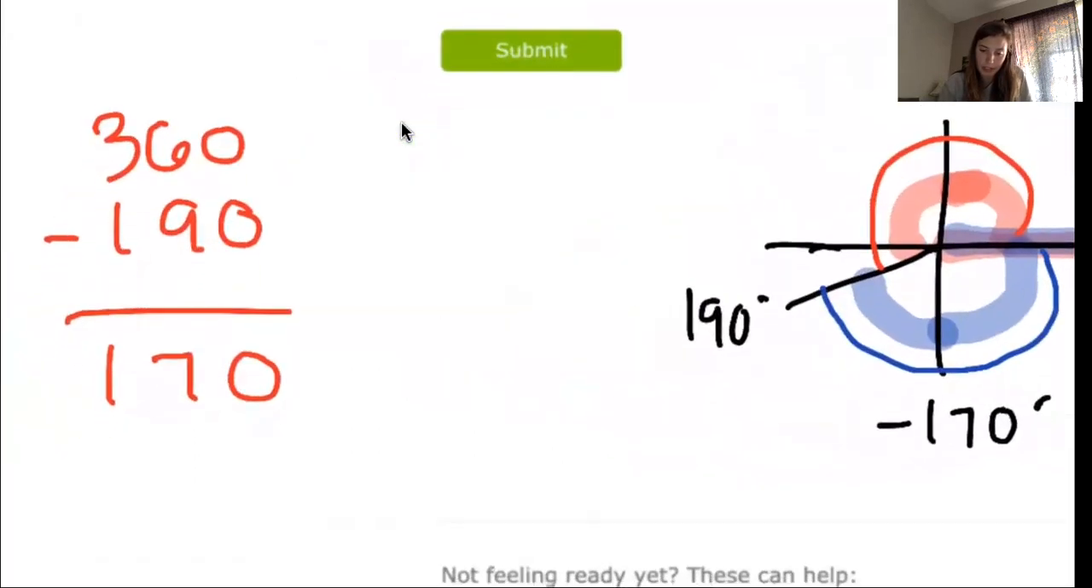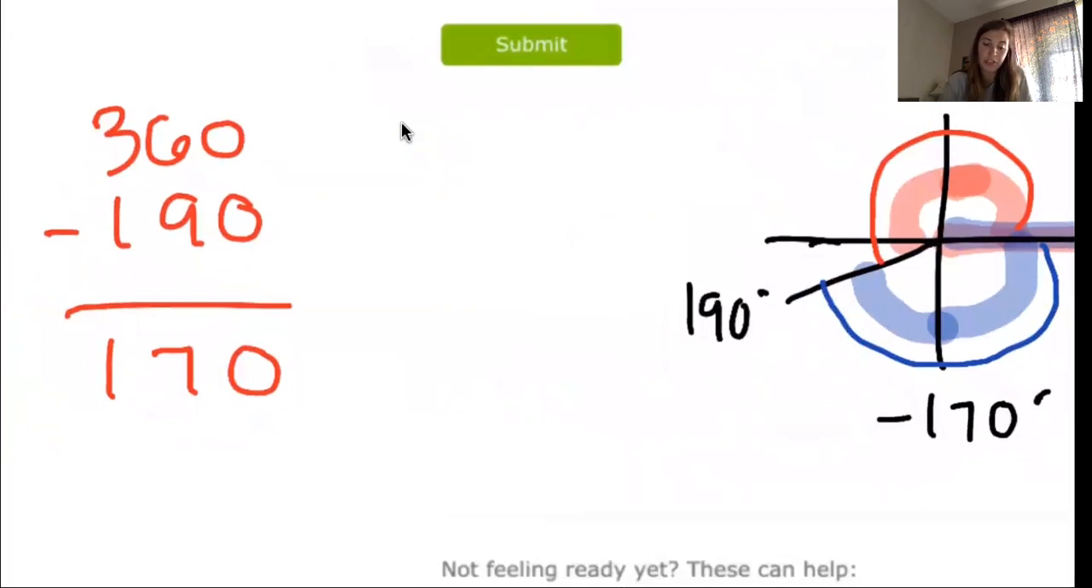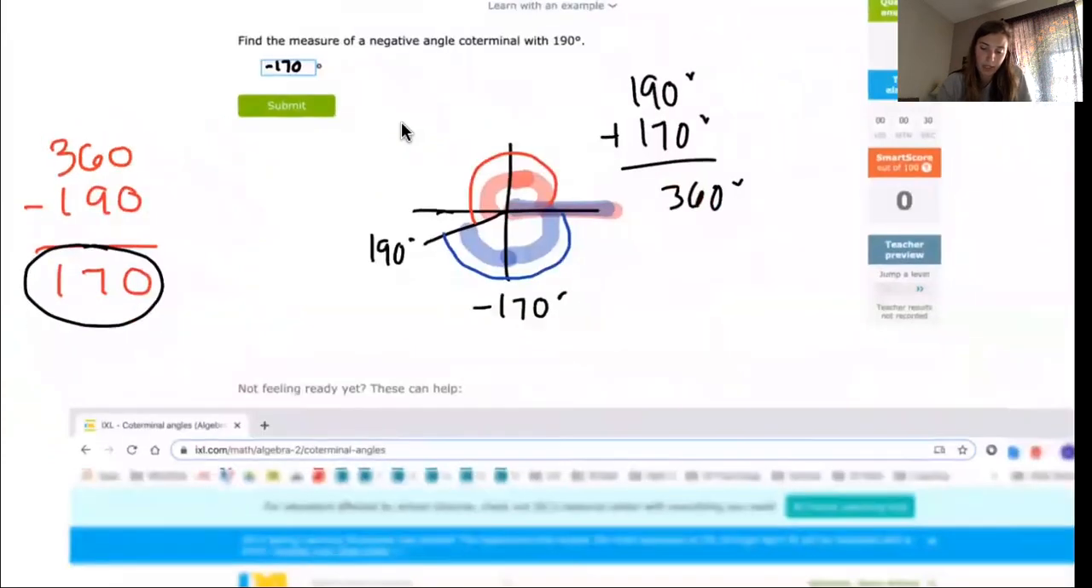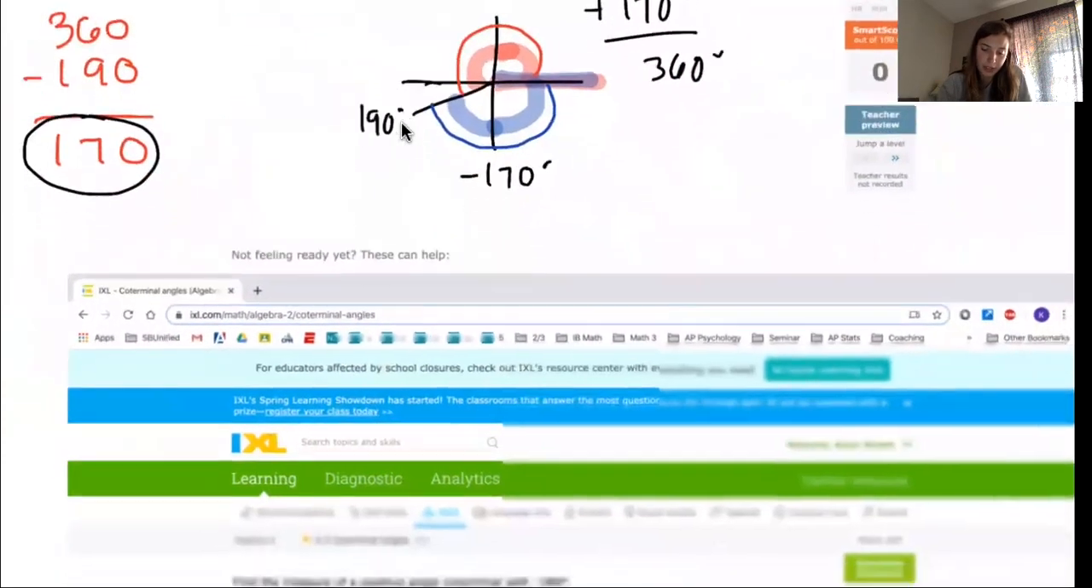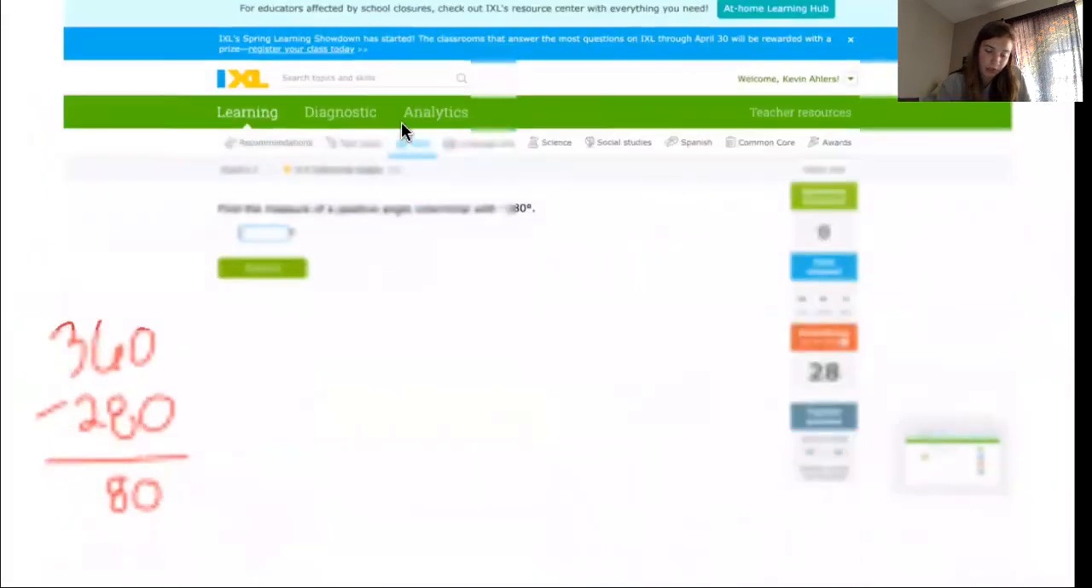Like a shortcut, if that was confusing, I would just do 360 minus 190, and that will give me the 170. And I would just know that that needs to be negative 170. Once again, visuals help a lot. So if that's confusing, look at a unit circle.